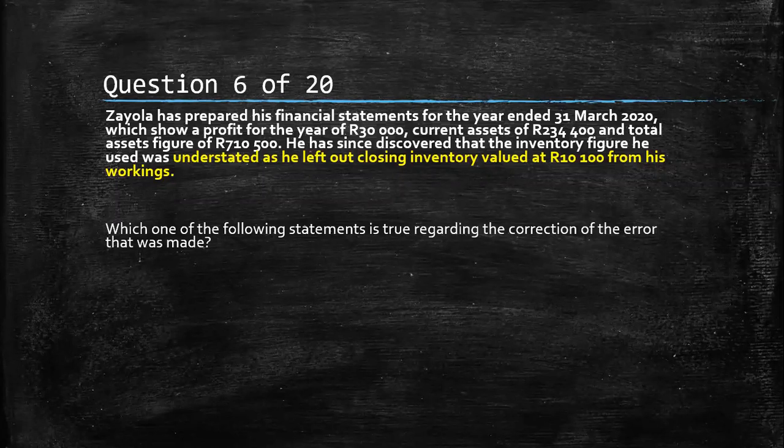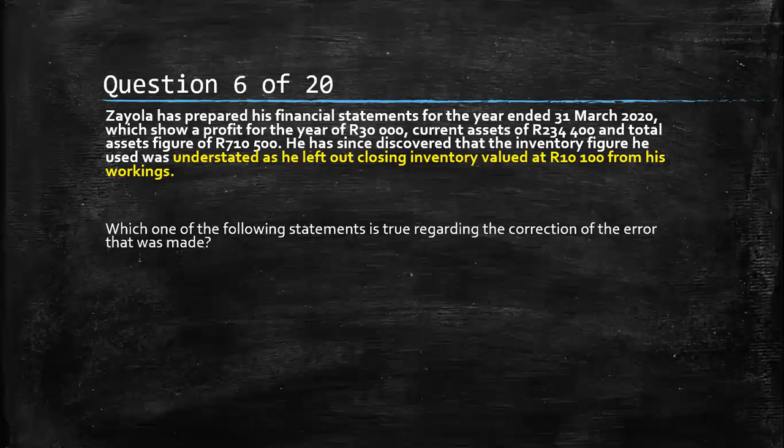Now, what will happen to the profit if we consider the closing inventory? Will the profit increase or decrease? Decrease. The profit will increase. It will increase. The profit of 40,100 will increase. Now, from 30,000, we're going to add the 10,100.